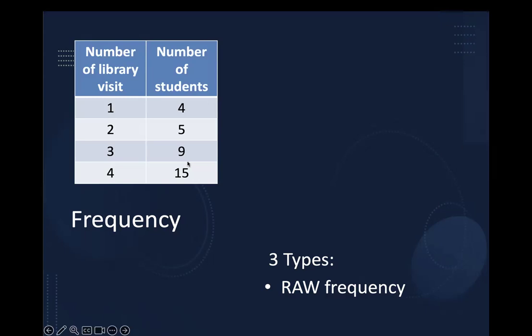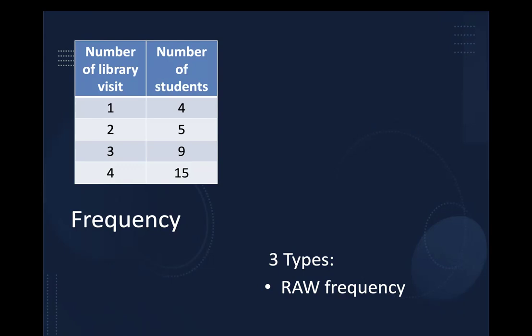The first one is just the raw frequency data. As you can see, number of times an individual visits the library. And these are the times 1, 2, 3, 4. What is the number? 4 students went to the library once, 5 twice, 9 students went there 3 times, and 15 4 times. That's all.